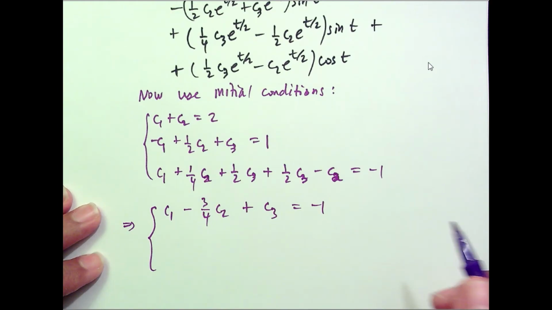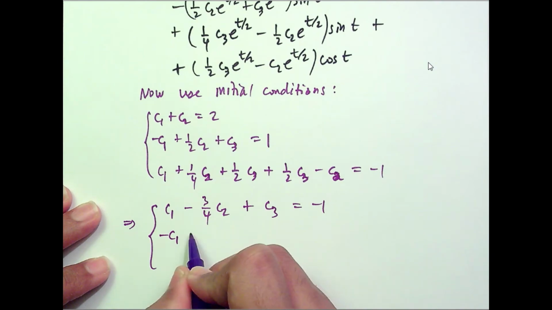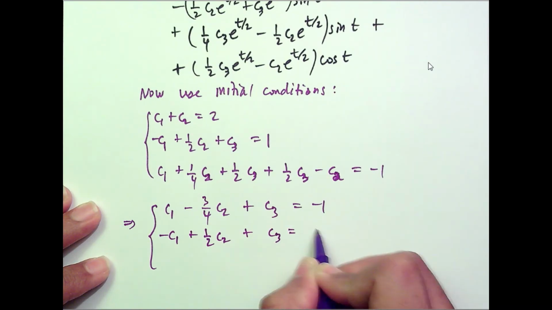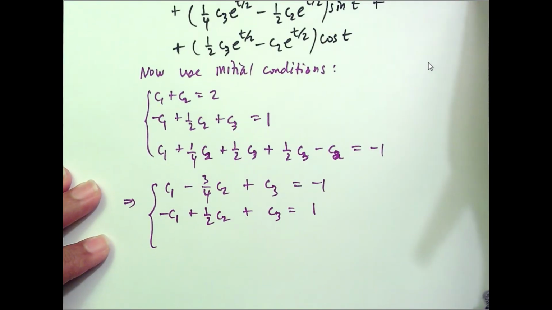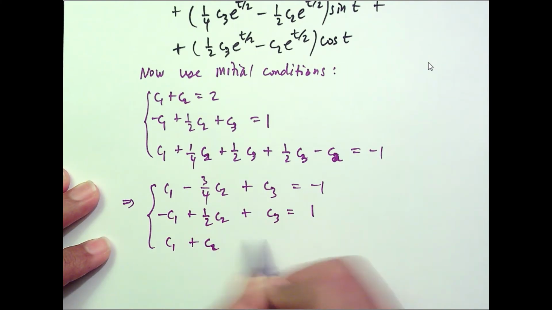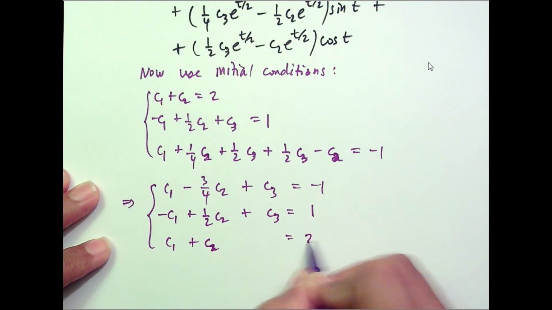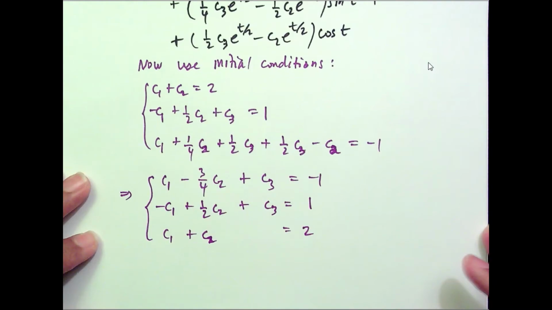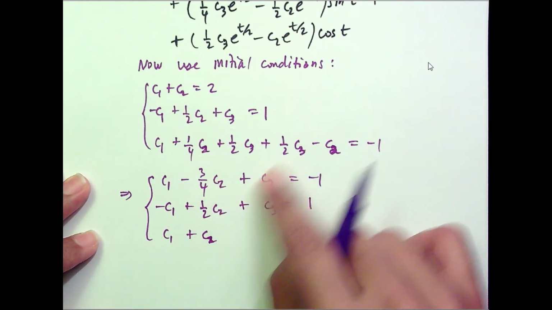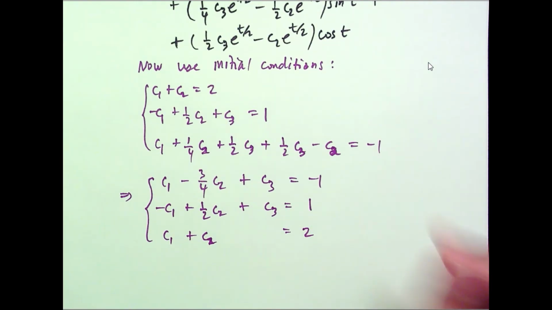Okay, so that's the last one. I wrote it first. Then the middle one is -C1 plus a half C2 plus C3 equals 1. And lastly, I'm going to copy the first one. C1 plus C2 equals 2. I left a space here because we normally write the C1s, the C2s. There's nothing for the C3, so it's just plus 0 C3 in the constants.